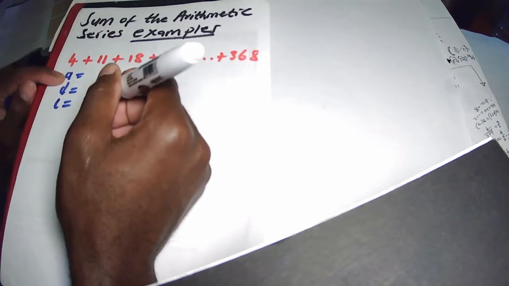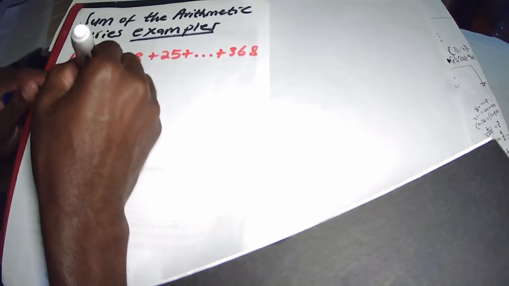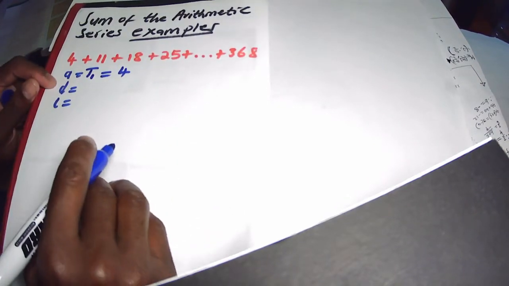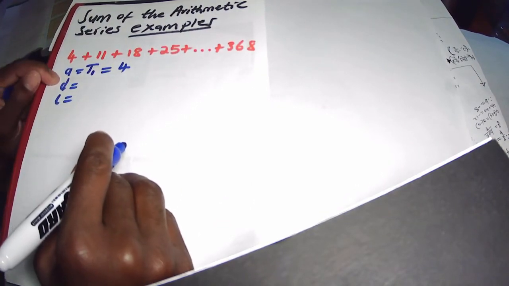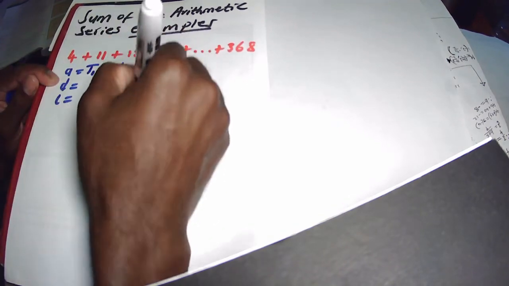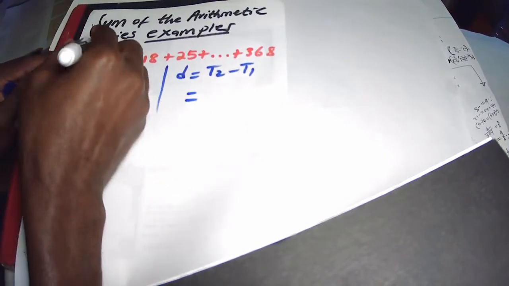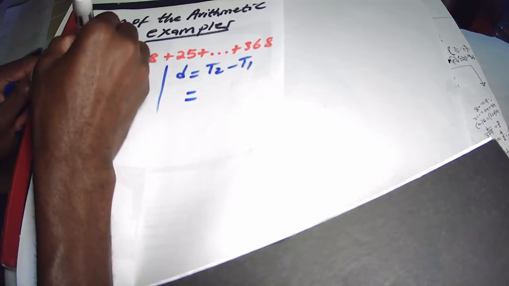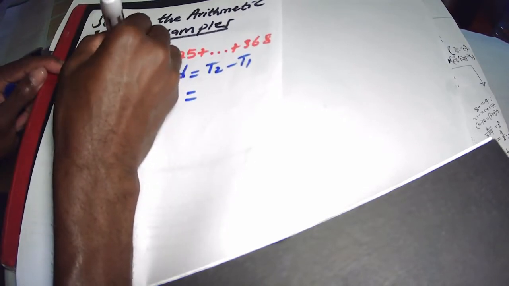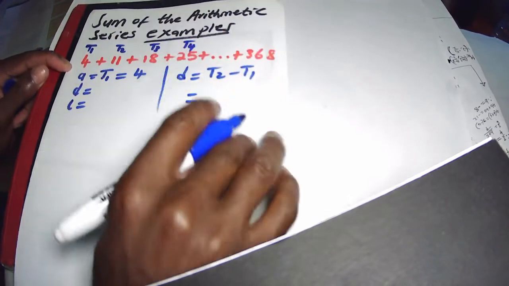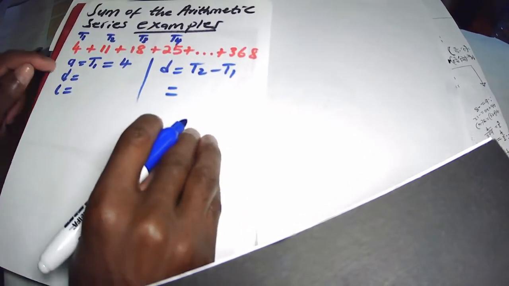So a, we know that a is equal to T1, which is equal to 4. What about d? We get it from T2 minus T1. We can see from here that T1 is 4, T2 is 11, T3 is 18, T4 is 25, and so forth.